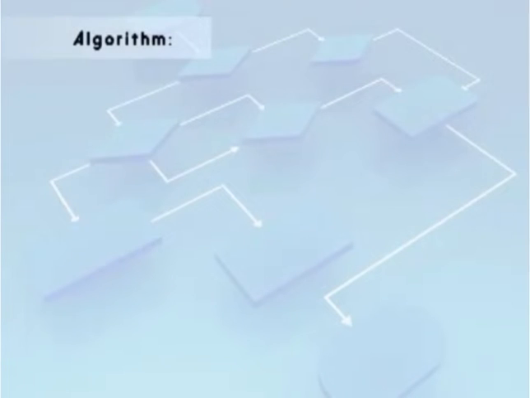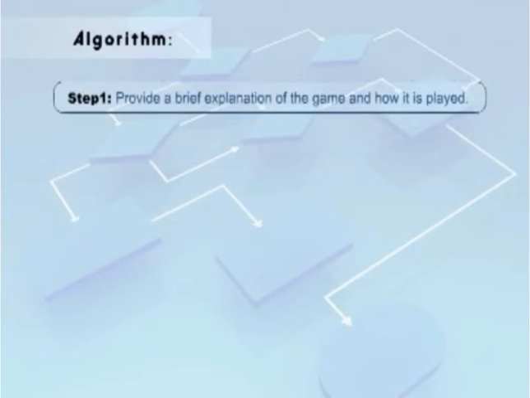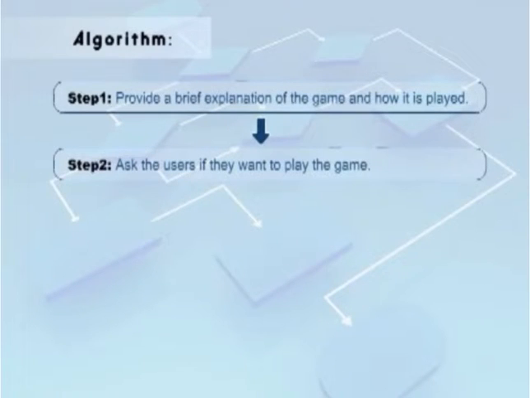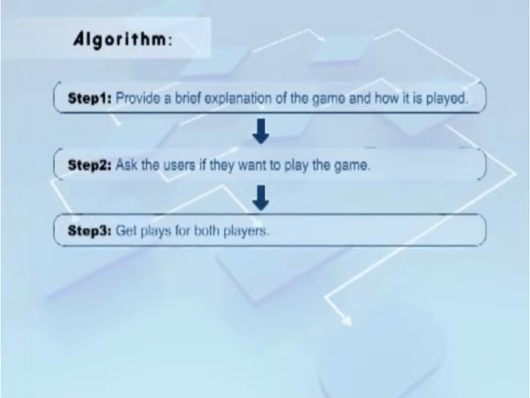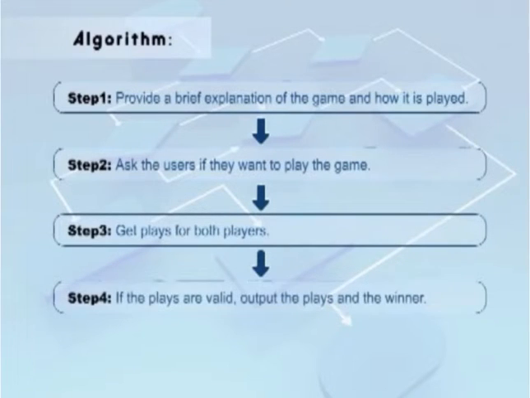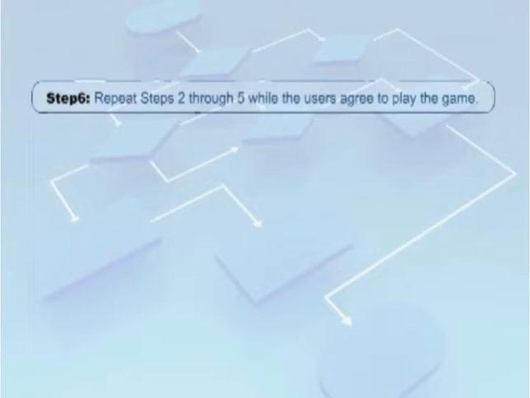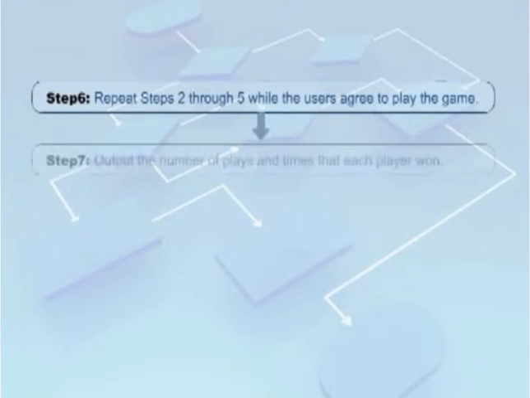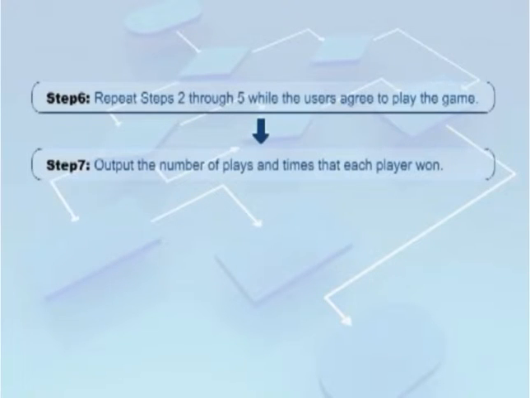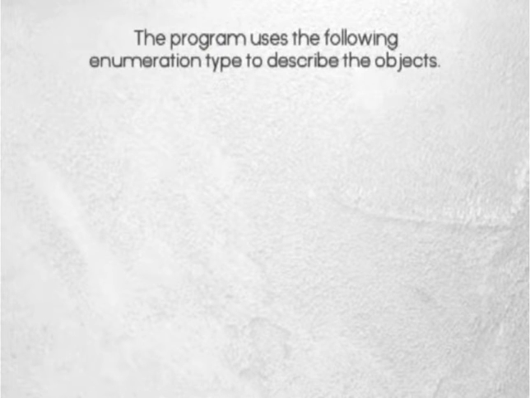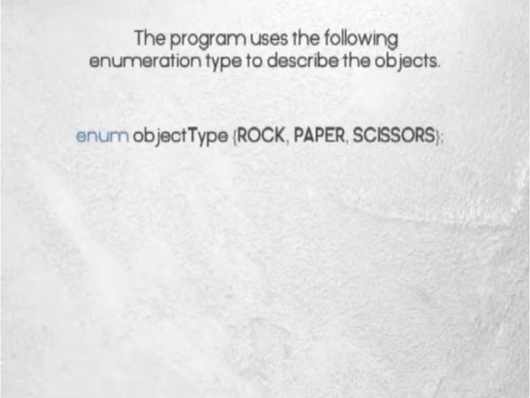The discussion translates into the following algorithm. Provide a brief explanation of the game and how it is played. Ask the users if they want to play the game. Get plays for both players. If the plays are valid, output the plays and the winner. Update the total game count and winner count. Repeat the procedure as long as the users agree to play the game. When the users no longer want to play the game, output the number of plays and the number of times that each player won. The program uses the following enumeration type to describe the objects.